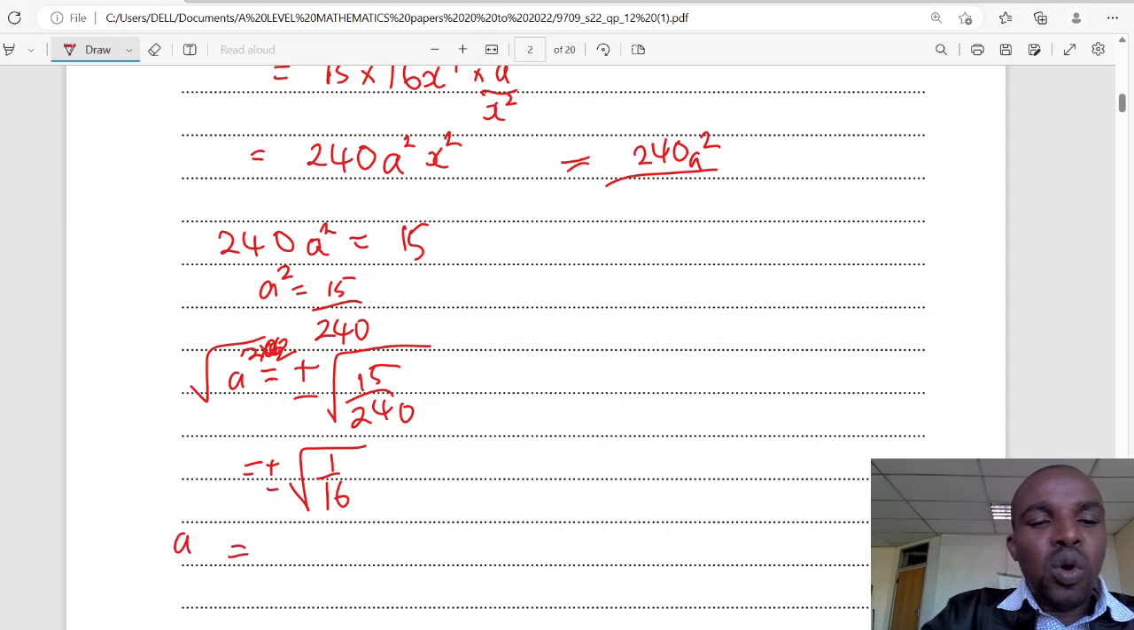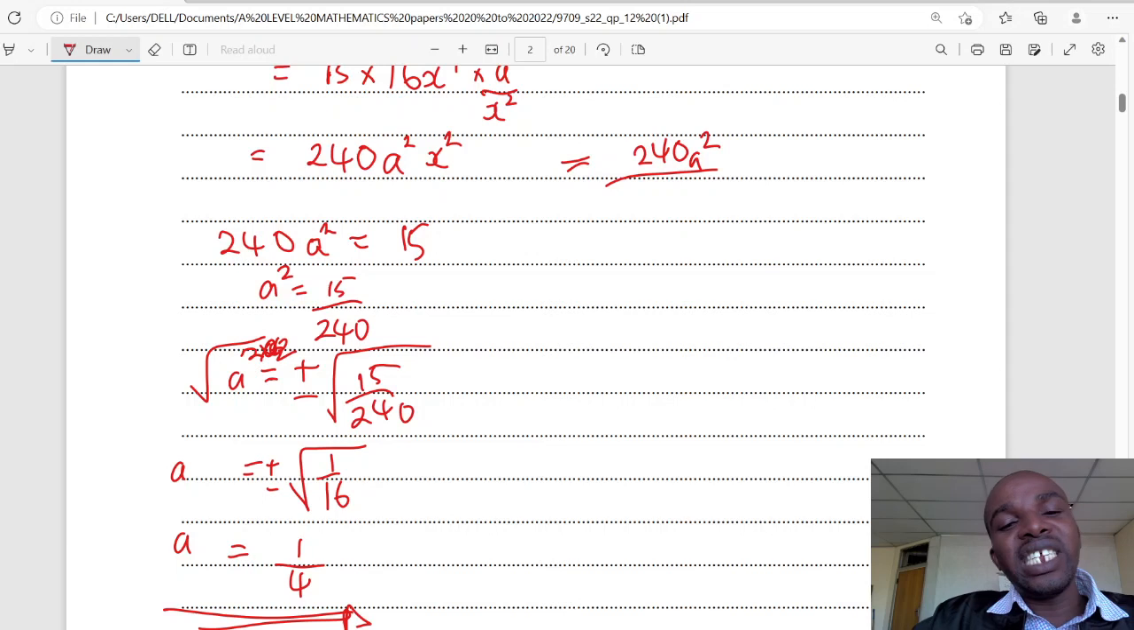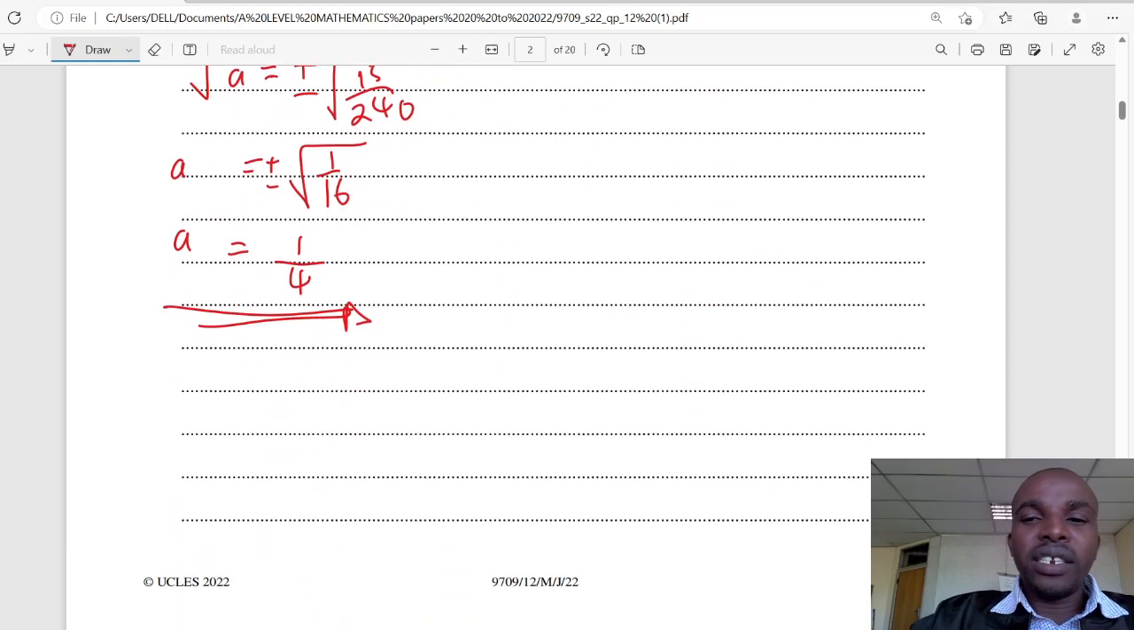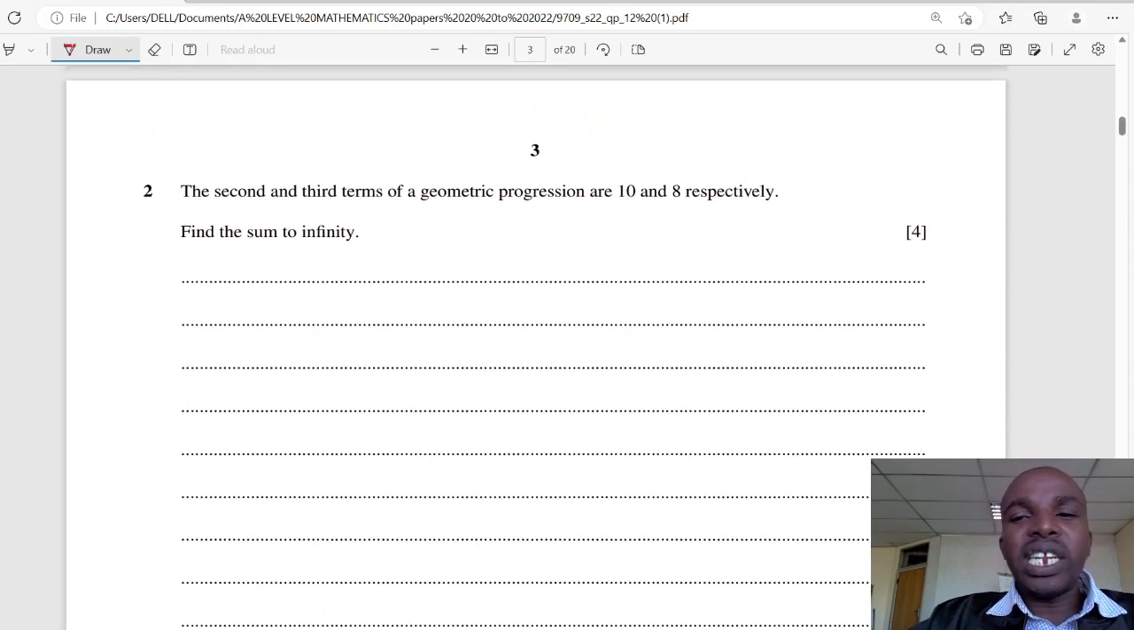So a will be equal to the square root of 1, which is 1, over the square root of 16, which is 4. So we just want the positive value. So ignore the negative item. So done. Next part, question number 2.